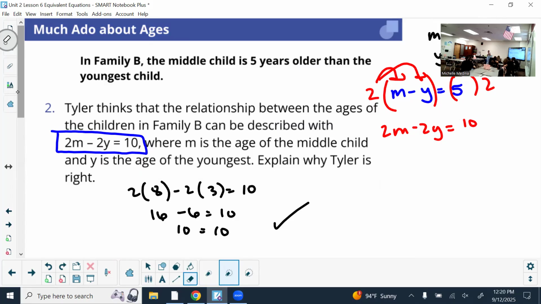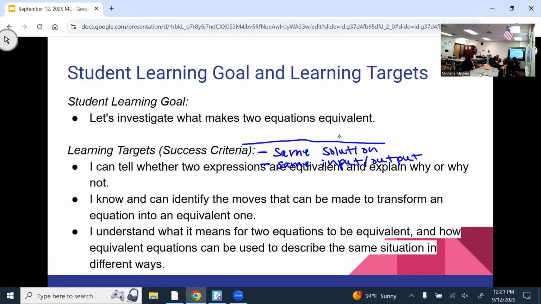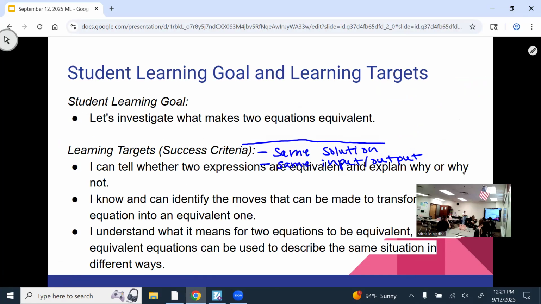So Lila was saying if you can do something to one side, you have to do it to the other. So if you can manipulate an equation to get the other, then they are equivalent. That was actually the main thing we did today. I expected that actually to be some of the first things you guys said. So they're equivalent and they have the same solution, the same input-output pairs, and if you can manipulate one to get the other.